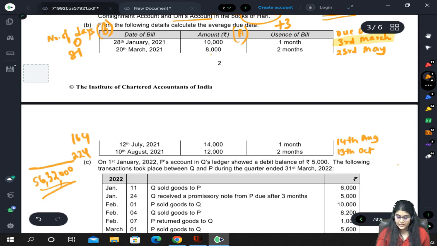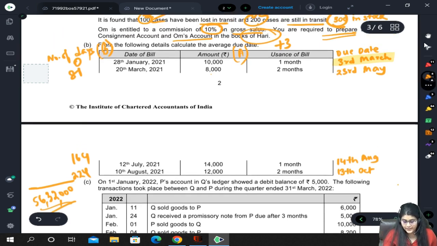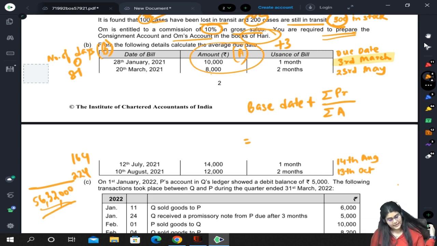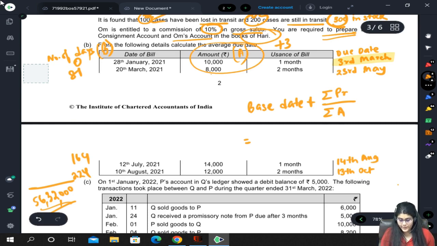So the average due date is calculated as base date plus summation of the products divided by summation of column A, which is basically the amounts column. In this case, summation of product is 56,32,000 and summation of the amounts is 18,000 and 14,000 and 12,000, giving a total of 44,000. So 56,32,000 by 44,000 is 128, and the base date is 3rd March. Base date is 3rd March plus 128 days.